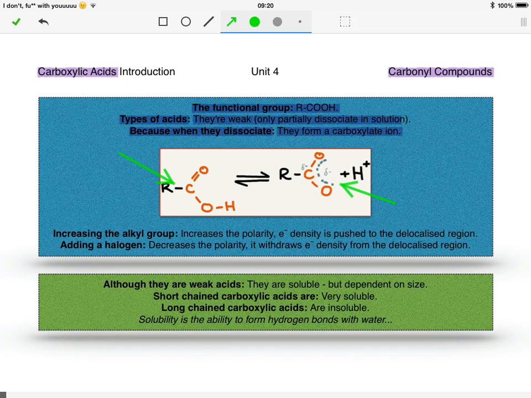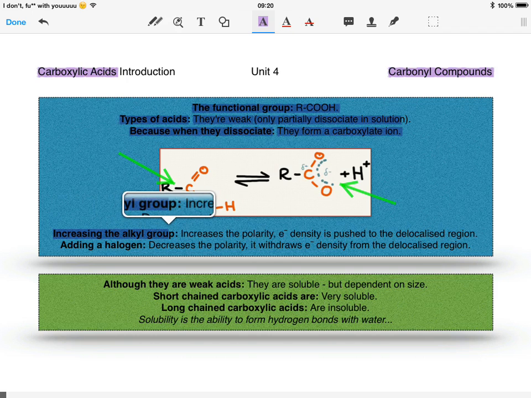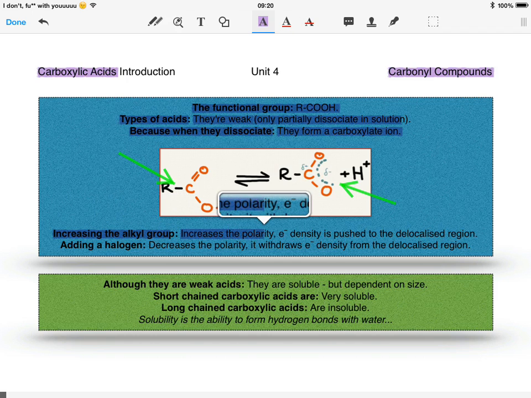So then the reason this is weakly dissociated is because that area of resonance is so negative, it will literally pull that hydrogen right back once it's been lost. And then a few things that we need to know further about this is if we increase the alkyl group, this increases the polarity, and this is because electron density is pushed towards the delocalized region, making it more negative in the area of resonance, even more so withdrawing the hydrogen right back into the molecule.